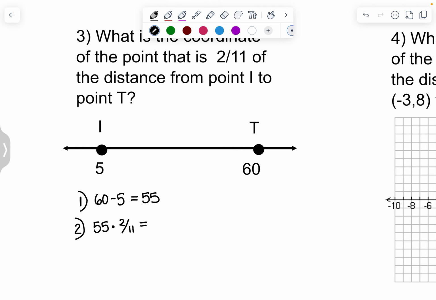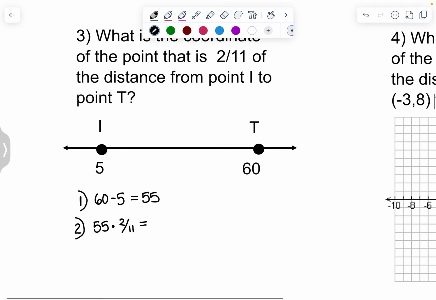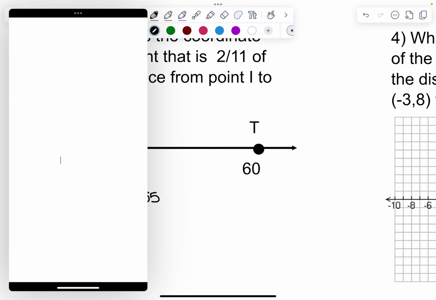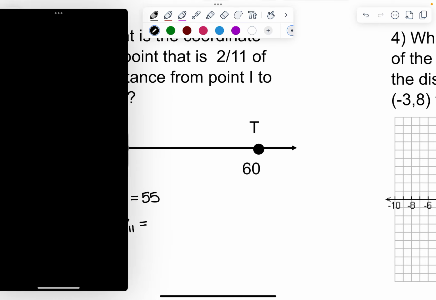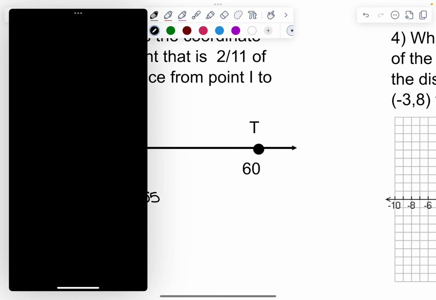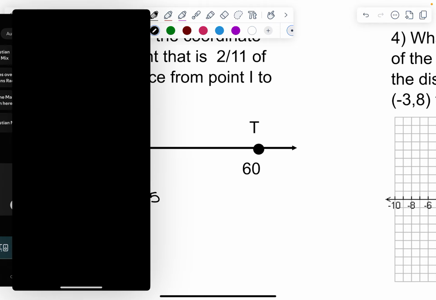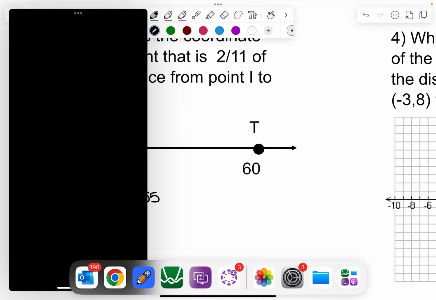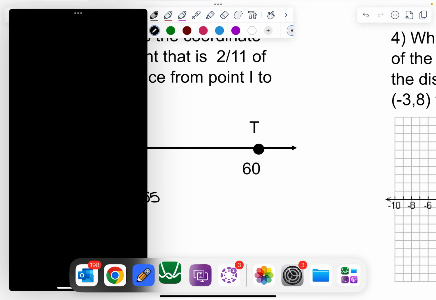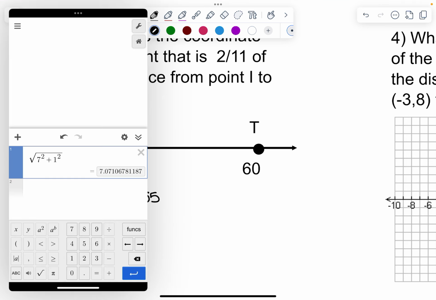55 times 2/11ths should be 22, but I'm not 100% sure, so I'm going to use my handy dandy calculator, if it would load. So let's see about that. Okay. Lecrae, we don't need you right now. We need the calculator. Okay, it was tripping. Y'all saw that.